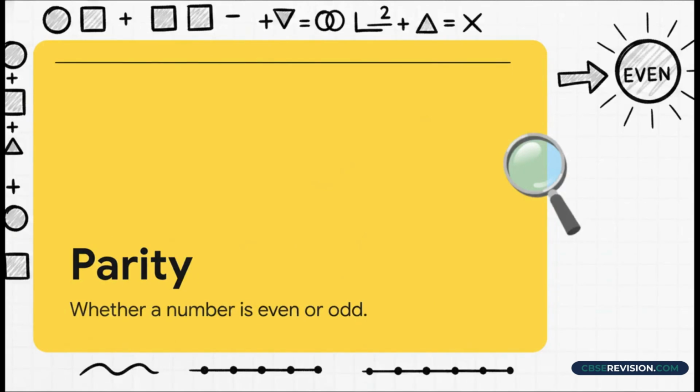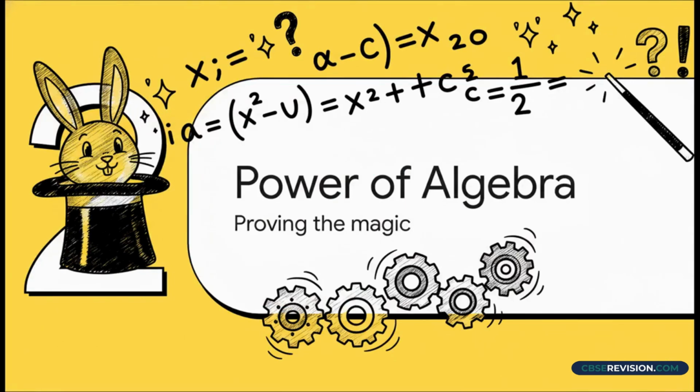And this brings us to a really important word, parity. Parity simply means whether a number is even or odd. Our test shows that the result always has an even parity, meaning every single answer is an even number no matter how we arrange those plus or minus signs. Isn't that cool? Moving on to part 2, the power of algebra. This is where we prove the magic.